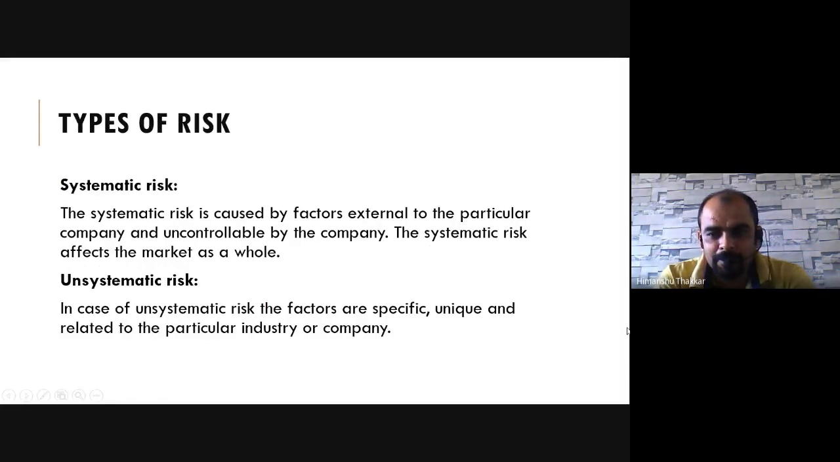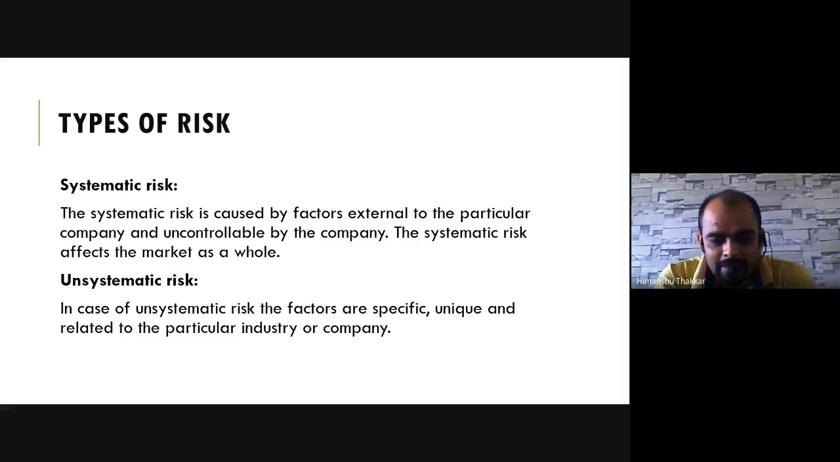What are the types of risks? The first one is systematic risk. So what do you mean by systematic risk? A systematic risk is caused by factors external to the particular company and uncontrollable by the company. The systematic risk affects the market as a whole.